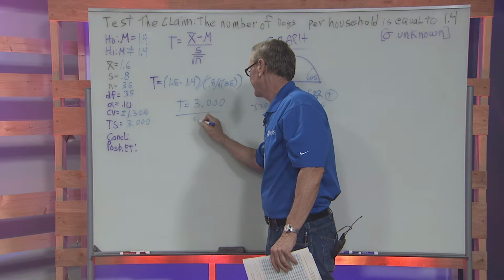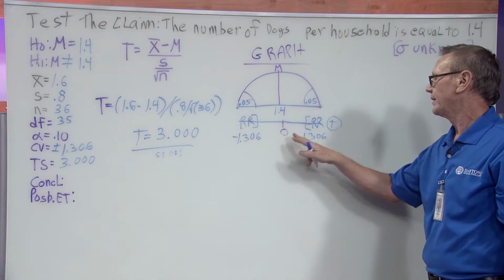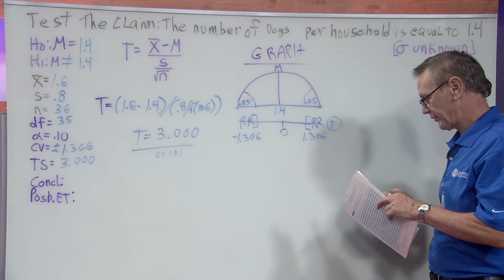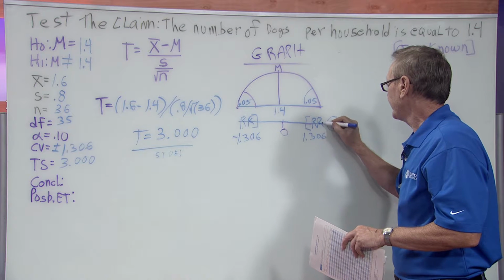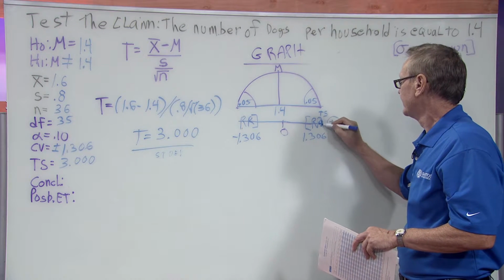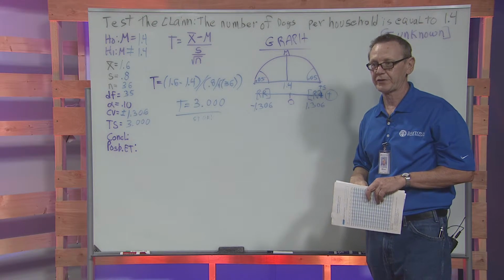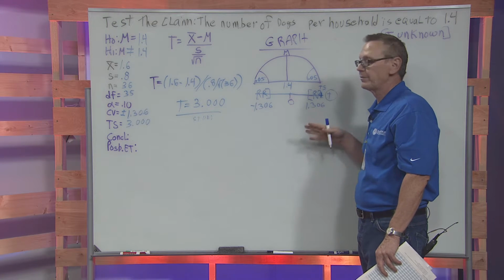This is standard deviations. So I start at 0 and I go over 3 standard deviations. So that'll put me right here at the end of the bell curve. So my test statistic is right here. It's clearly in the rejection region. So we make the conclusion.